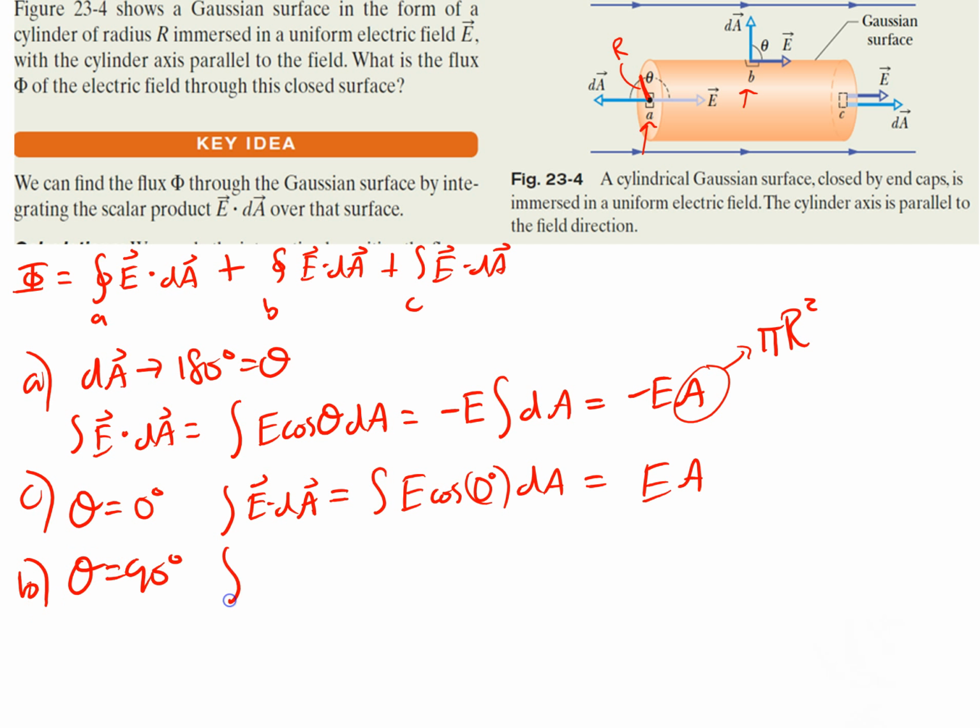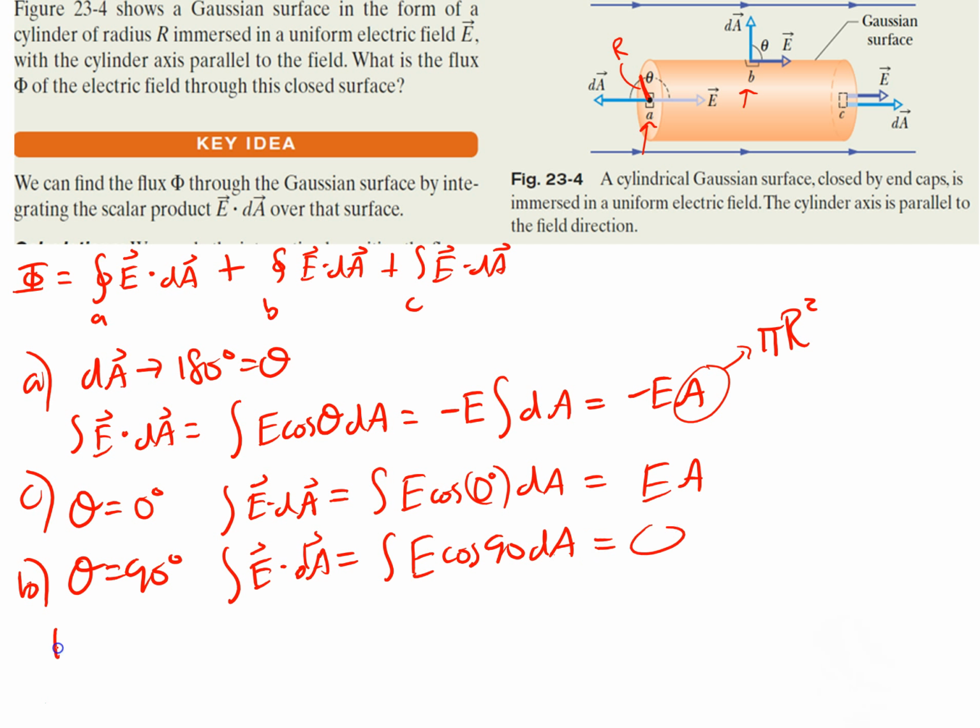Okay, and we do the same thing. The integral of E dot dA is going to be the integral of E times the cosine of 90 times dA. Cosine of 90 is 0, so this whole thing is just going to be 0.